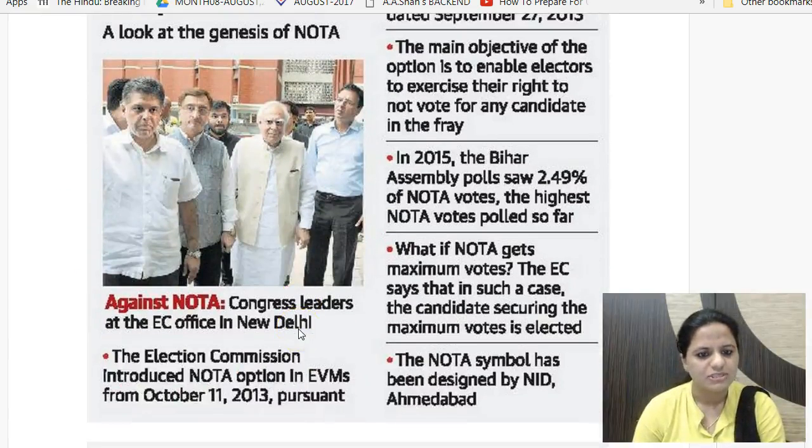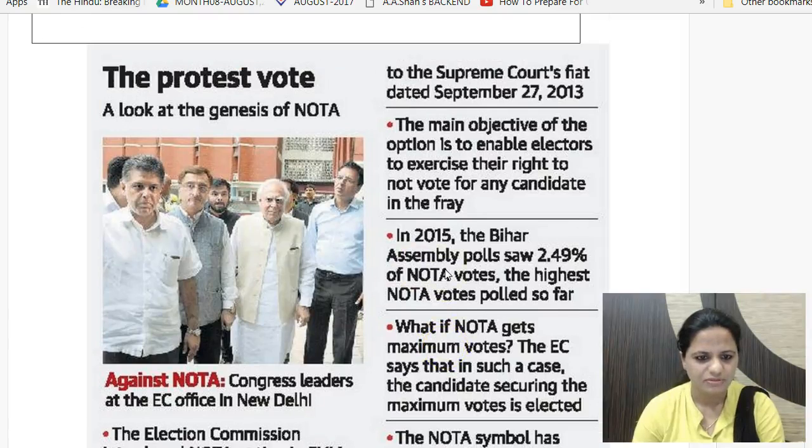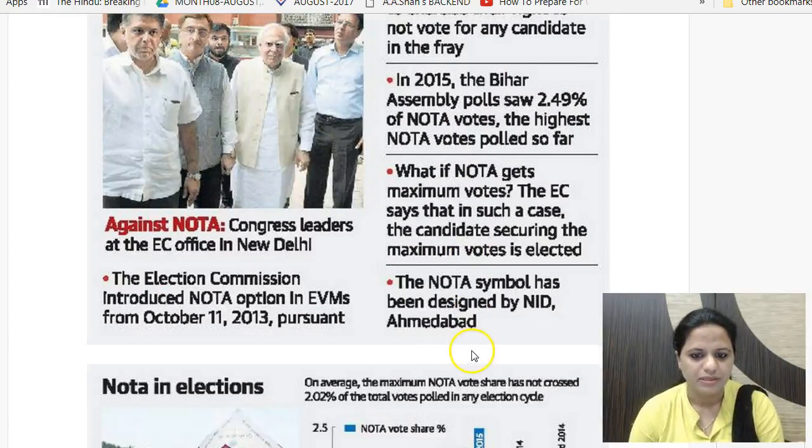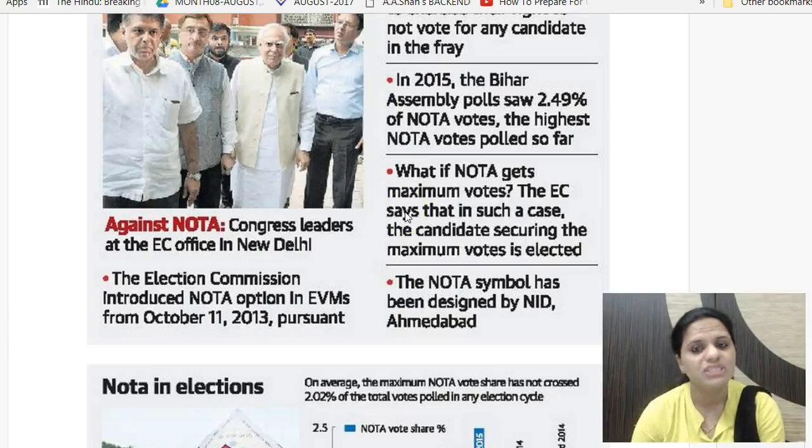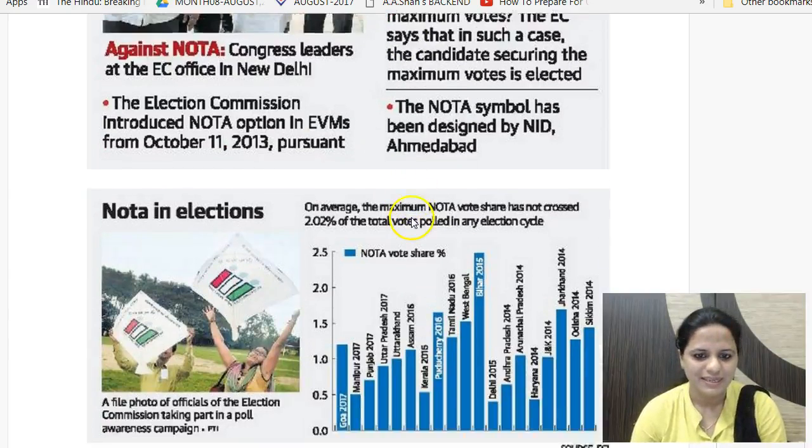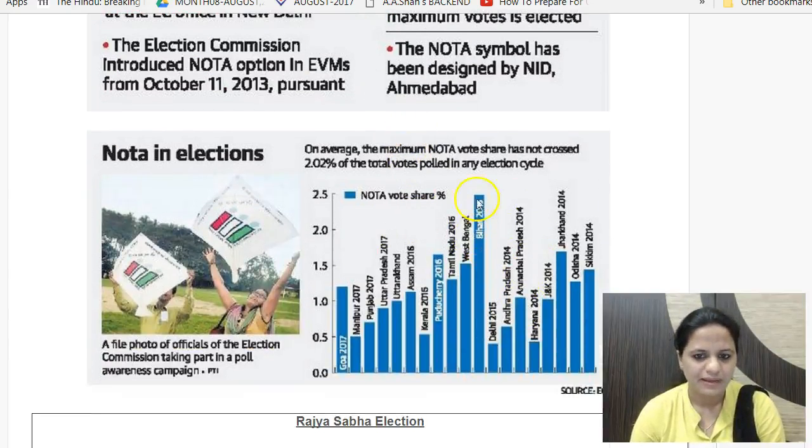So the genesis of NOTA, which we have been discussing. The maximum votes for NOTA came in the Bihar Assembly polls in 2015, when 2.49% of the votes polled were for NOTA, the highest ever so far. As we said, even if the maximum votes in any election are for NOTA, that is considered an invalid vote. A NOTA vote is also an invalid vote, but you can register your protest. That is the function of NOTA, registering a protest, right? And this is again the same thing, how Bihar had the maximum NOTA votes polled.